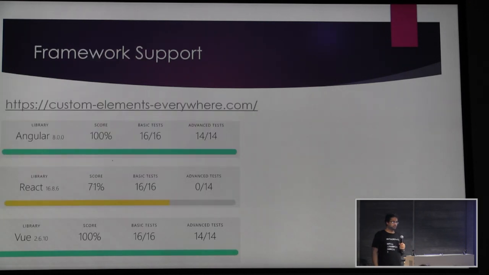And there's this website that tracks the level of support. As you can see, Angular and Vue score 100%, and React is at 71%. It basically passes all the basic tests. It's just a few of the advanced test cases that it doesn't pass as yet.